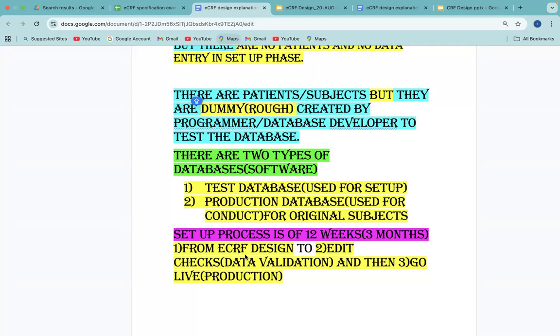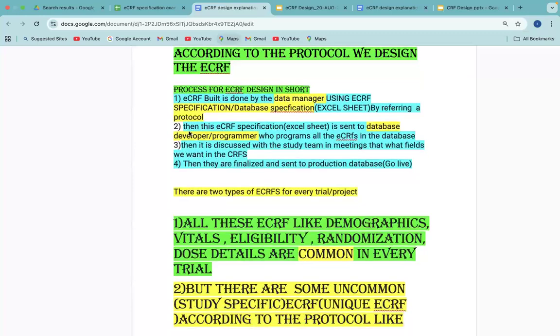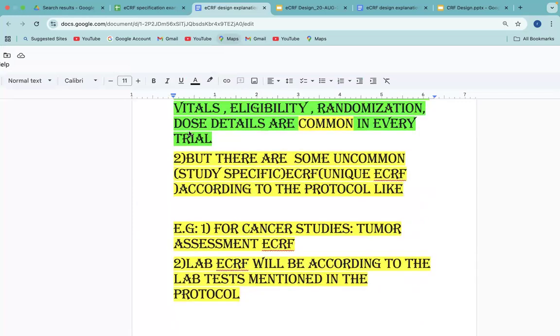So the setup process will take almost 3 months, where they will do the case report form design and everything. Once they have done the case report form according to the protocol, and once the patients participate in the clinical trial, they will release it into production. So these are the steps that happen during the setup process. Any questions so far?